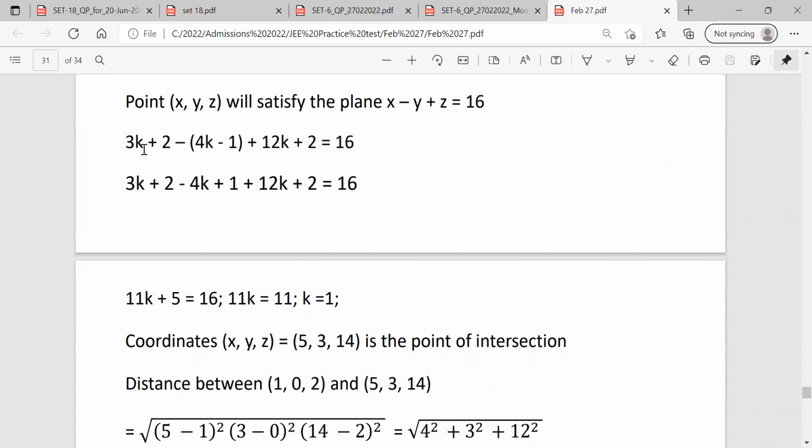Once k is 1, I can find out x, y, z. x is 3k plus 2, so just substitute k and find the value of x. y is 4k minus 1, so just substitute and find the value of y. And z is 12k plus 2, so just substitute k equal to 1 and find z, that is 14. So we have the exact coordinates of x, y, z. Then what the question is asking, we have to find out the distance.